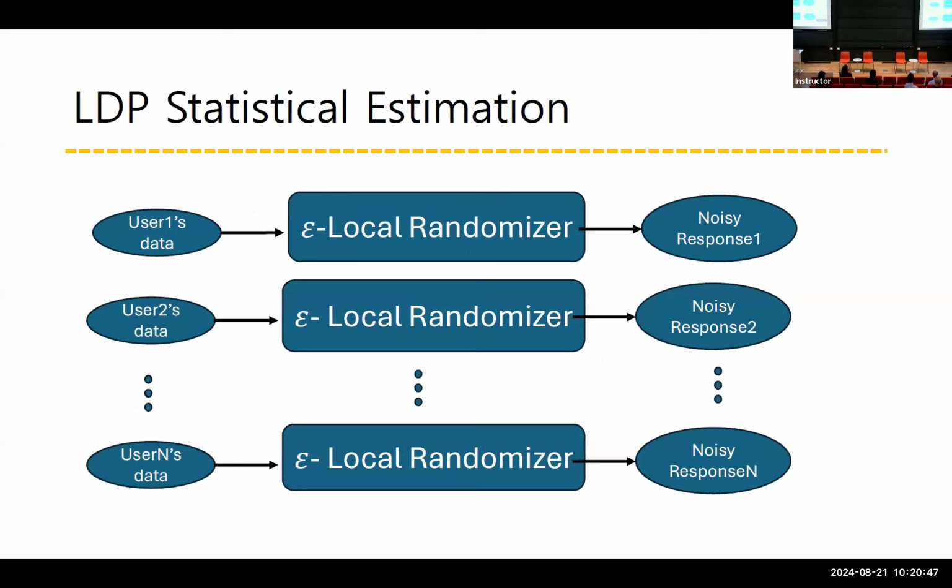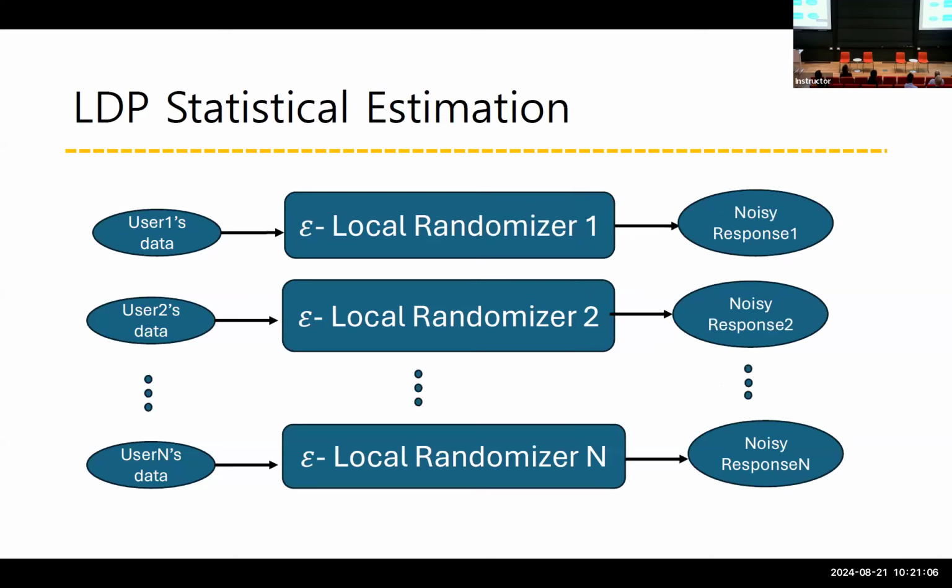So let's say we have a statistical learning problem. We have IID samples that each user has, so different users have different data points. And each of them uses the local randomizer that we tell them to use as the designer of the algorithm, and they don't have to be the same.